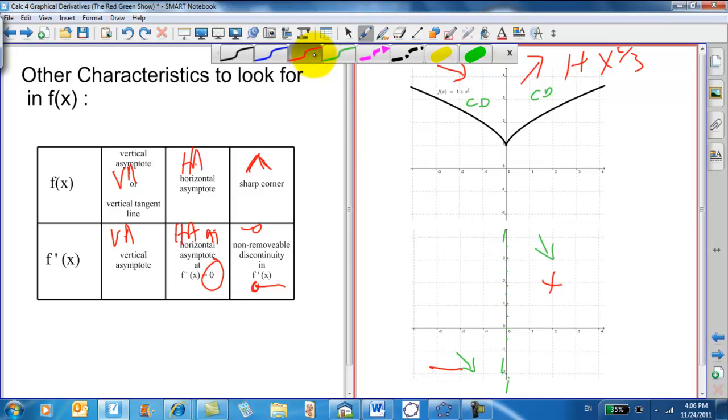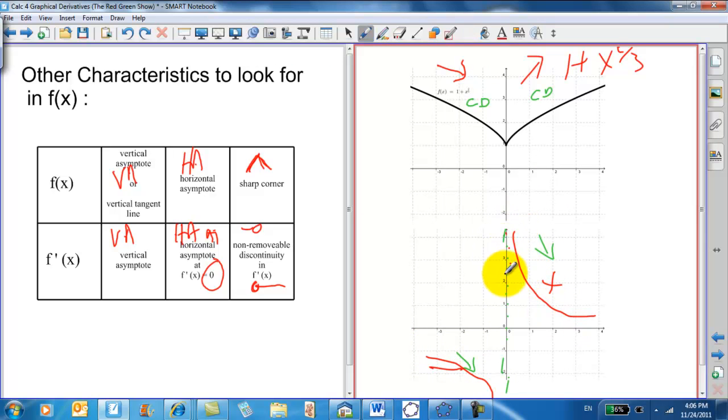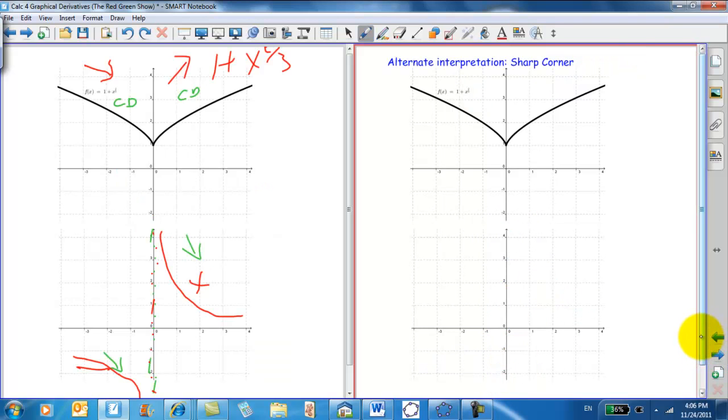So our derivative, I suspect, is going to go something like this. That's going to be decreasing and negative here, and decreasing and positive with this vertical asymptote in between. Now, an alternate interpretation of this, because let's say we didn't know the exact equation. If I just looked at that, I might just label it as a sharp corner. So my decreasing section, negative, increasing section, positive, and I can see the concavity change. This is concave down and this is concave down.